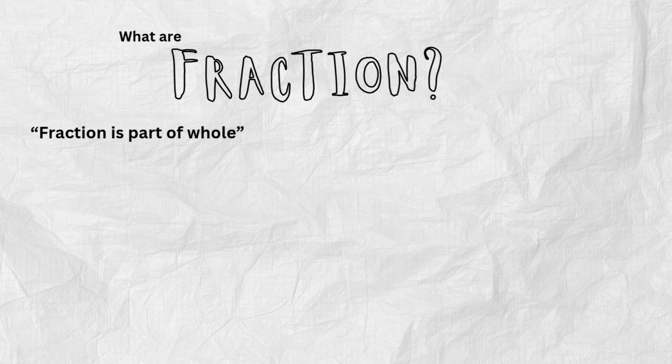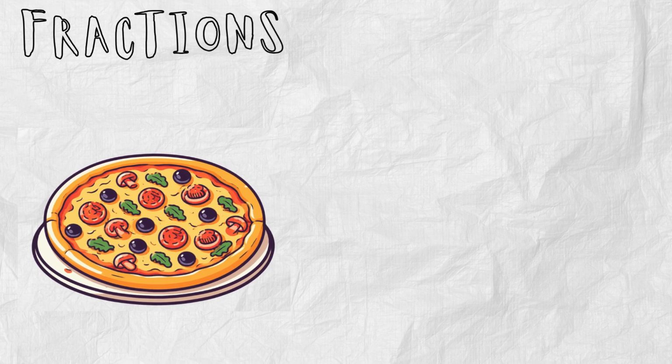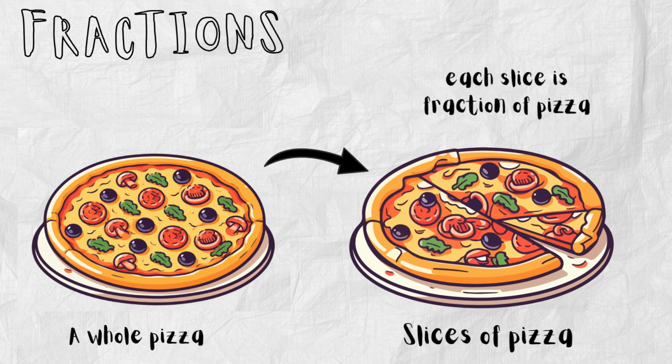So there are some examples of fractions which I have given below. Each of them is divided in equal parts. The white shaded part are the fractions. Okay, if I take an example of pizza, pizza is divided into equal slices. Then each slice is the fraction of pizza.